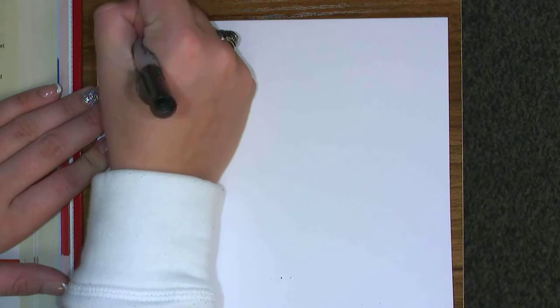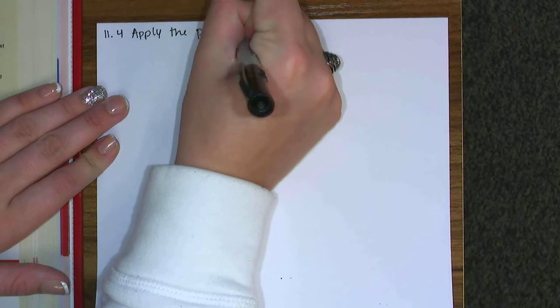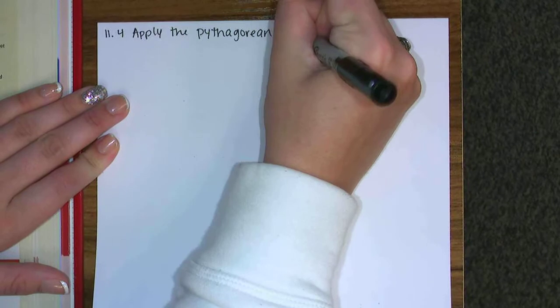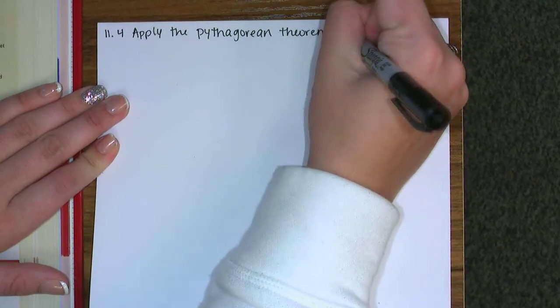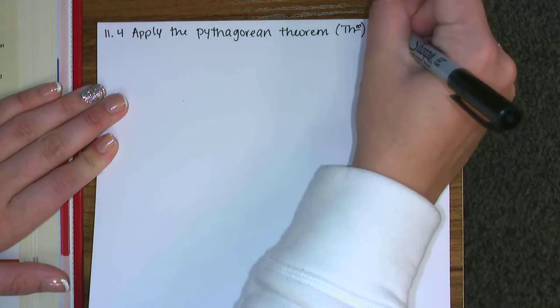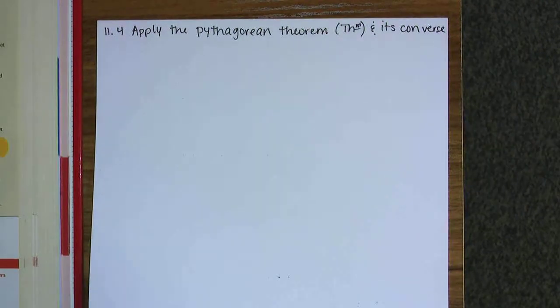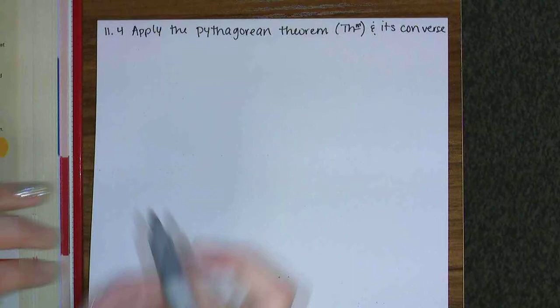is to apply the Pythagorean Theorem, and sometimes I write theorem, THM. I don't know if I've really done that for you guys, but and it's Converse. The converse being the reverse of the Pythagorean Theorem. So, let's talk about parts of the triangle, and then we will talk about the theorem.